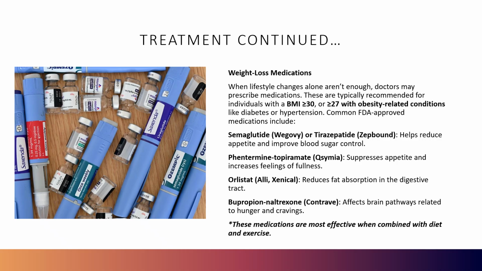Phentermine topiramate suppresses appetite and increases feelings of fullness. Orlistat reduces fat absorption in the digestive tract. Bupropion naltrexone affects brain pathways related to hunger and cravings. These medications are most effective when combined with diet and exercise.